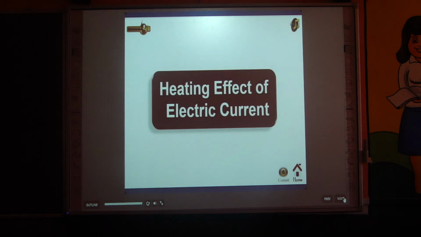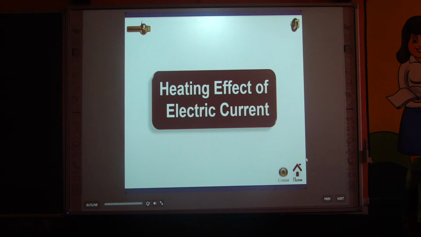Next we will discuss the heating effect of electric current. What happens when a current is passed through a metallic conductor?